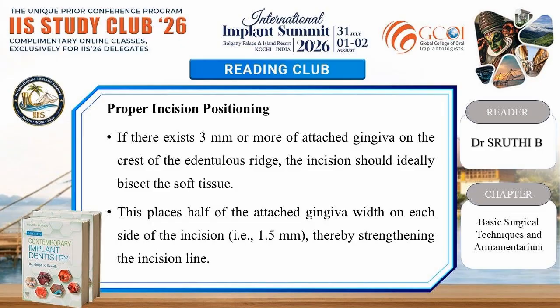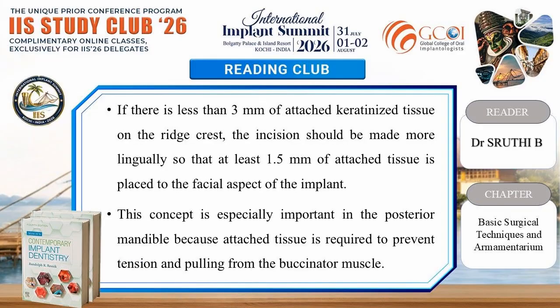This places half of the attached gingiva width on each side of the incision, that is 1.5 mm, thereby strengthening the incision line. If there is less than 3 mm of attached keratinized tissue on the ridge crest, the incision should be made more lingually so that at least 1.5 mm of attached tissue is placed to the facial aspect of the implant. This concept is especially important in the posterior mandible because attached tissue is required to prevent tension and pulling from the buccinator muscle.